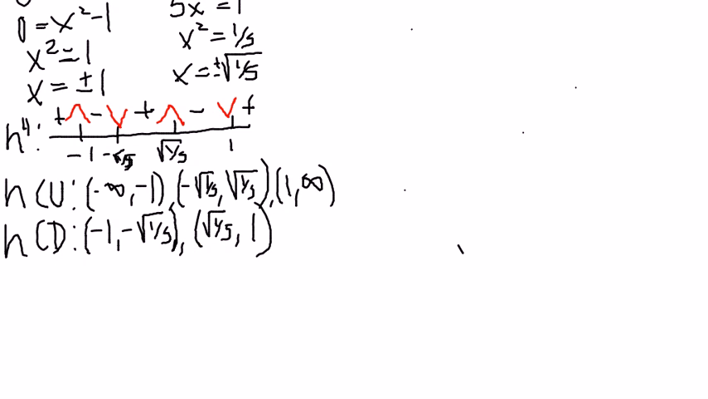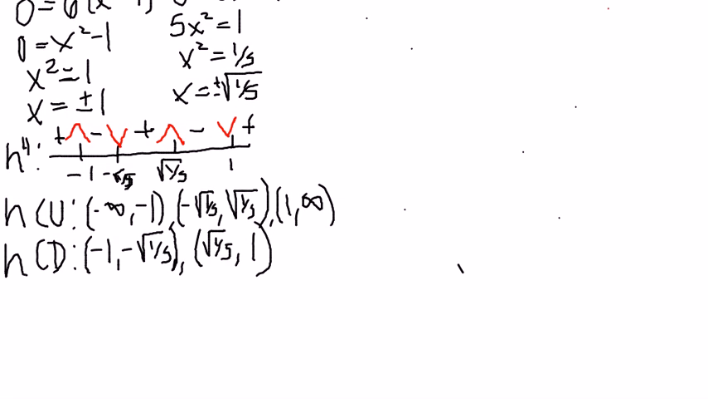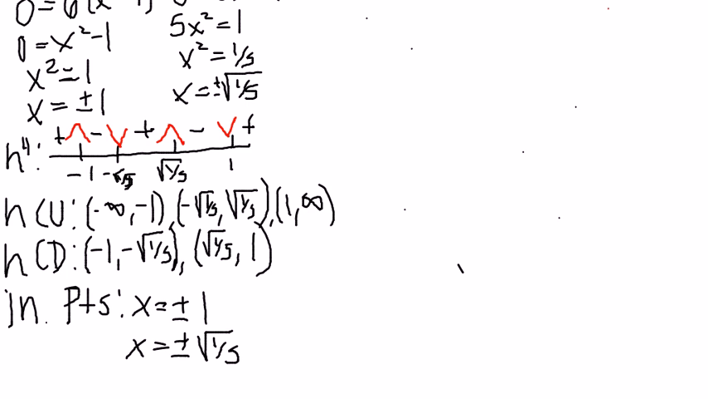And so then we also just have to solve for our inflection points, and we know that inflection points are where concavity is changing. So we can see that our inflection points are at x equals plus or minus 1, and x equals plus or minus root 1/5. So here's your answer for part C.